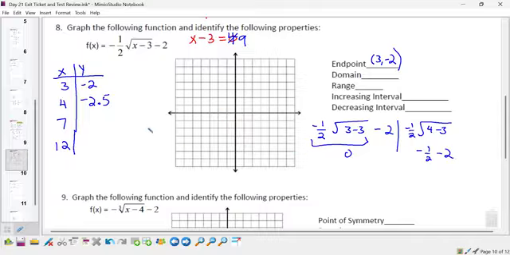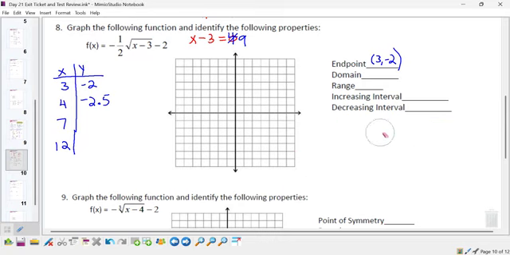So now we'll go 7. -1/2 square root 7 minus 3 minus 2. Well, oh, so that's a 3. 7 minus 3 is 4. So we have -1/2 times 4, which is -2. It's like 4 over 2. Minus 2 is negative 4.